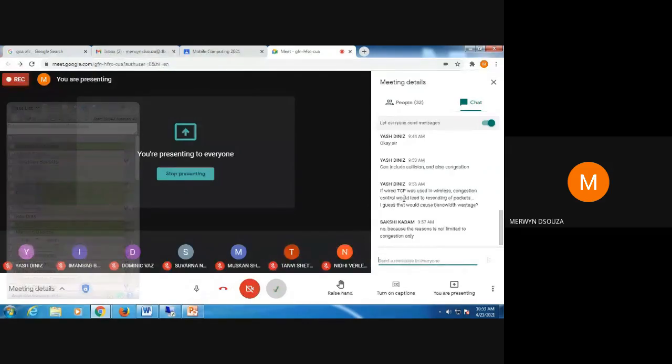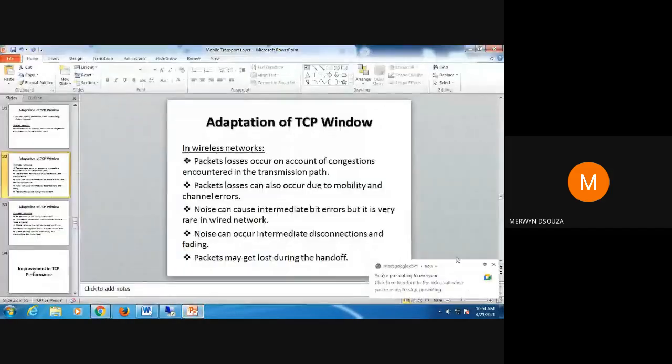So the answer is what Sakshi says. You cannot use the same TCP, because like I'm showing you in this slide, packets in wireless networks are not lost only due to congestion. Packets could be lost due to other reasons also. Therefore, the same TCP that is used in wired networks cannot be used for wireless networks. Are you getting this point? It's a very important question for your exam.